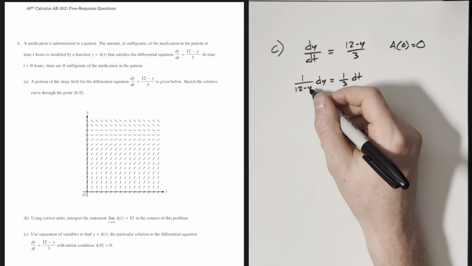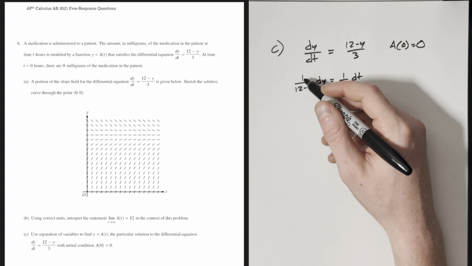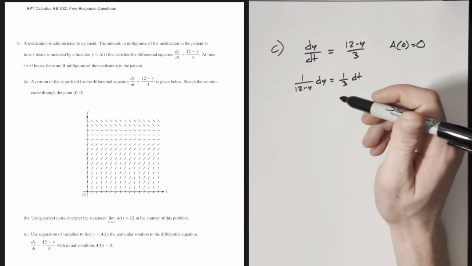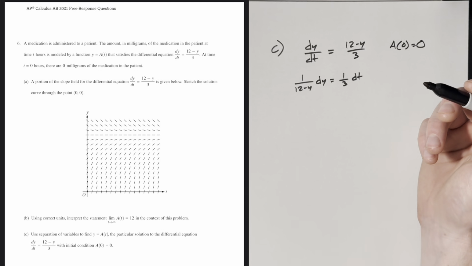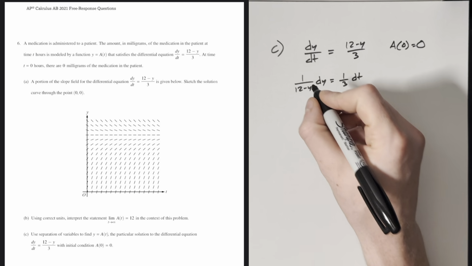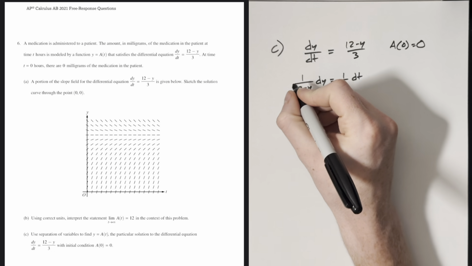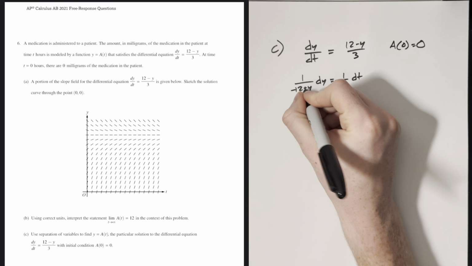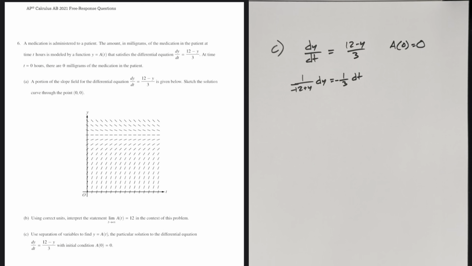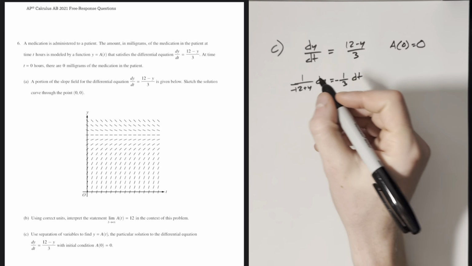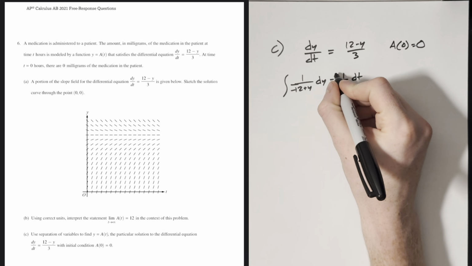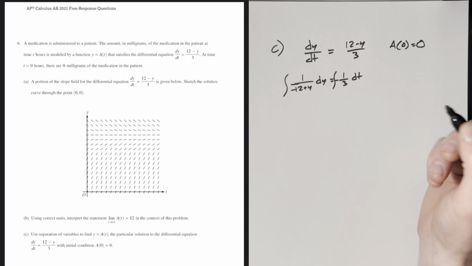Now, integrating this left side, I like integrating 1 over y minus 12 because I know that's just the ln of y minus 12. So I might actually negate both sides. So I'll get negative 1/3 over here, and I'll get y minus 12. So just negating both sides. But my next step is to integrate on both sides.